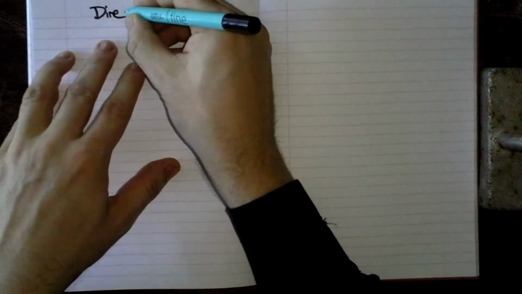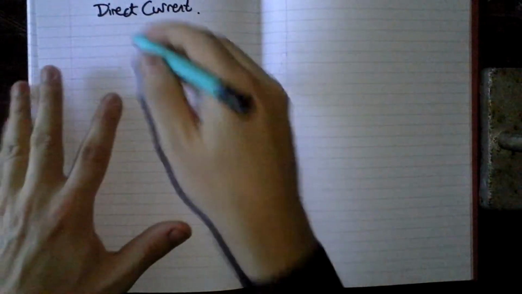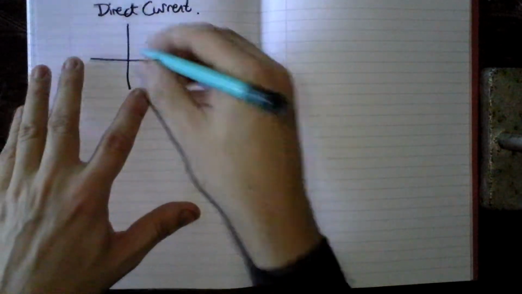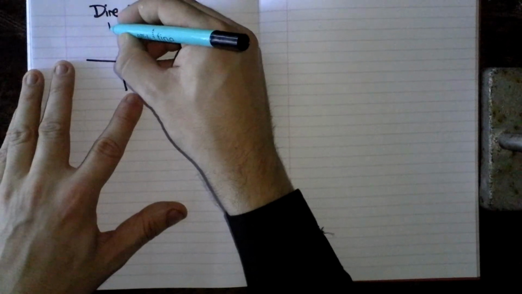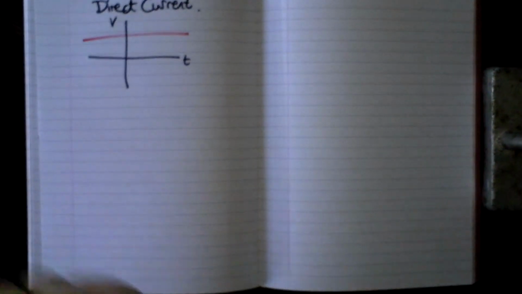All that we've done so far has been talking about what we call direct current. Direct current only flows in one direction. If I drew you a graph of direct current, or the potential difference driving it, you would find that it looked something like this. It's always the same. It flows in one direction all the time.